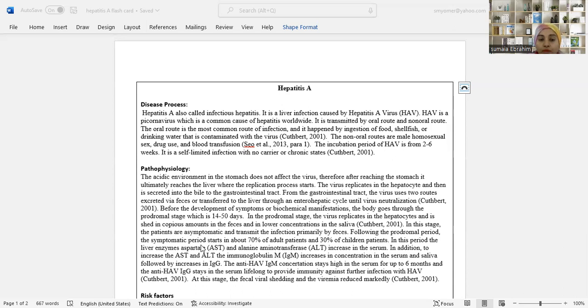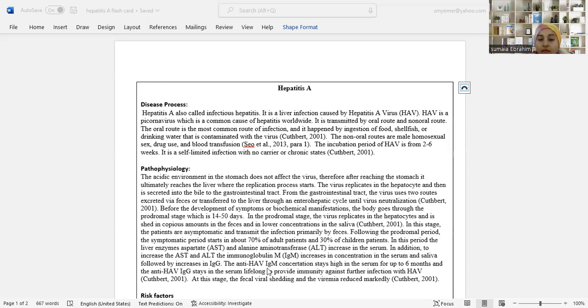Following the prodromal period, the symptomatic period starts in about 70% of adult patients and 30% of children patients. In this period, the liver enzymes aspartate and alanine aminotransferase increase in the serum. In addition to the increase in AST and ALT, the immunoglobulin M increases in concentration in the serum and saliva, followed by increases in the immunoglobulin G.